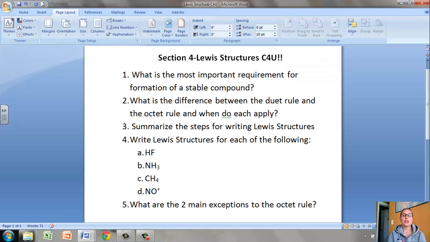Okay, so here are the checks for understanding for section 4, Lewis structures. Number 1, what is the most important requirement for the formation of a stable compound? Number 2, what is the difference between the duet rule and the octet rule, and when does each apply? Number 3, summarize the steps for writing Lewis structures. Number 4, write Lewis structures for each of the following: hydrofluoric acid, ammonia, methane or CH4, and the nitrogen monoxide ion. And number 5, what are the 2 main exceptions to the octet rule?